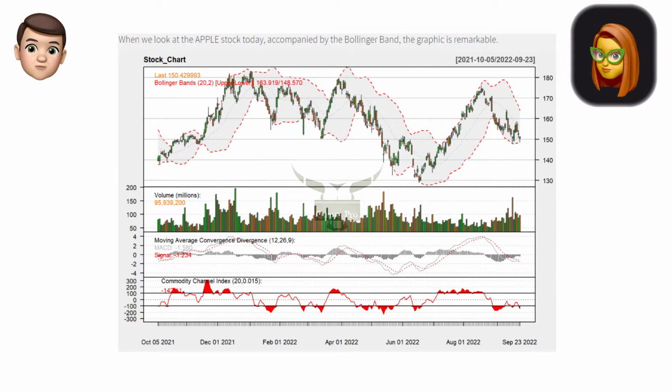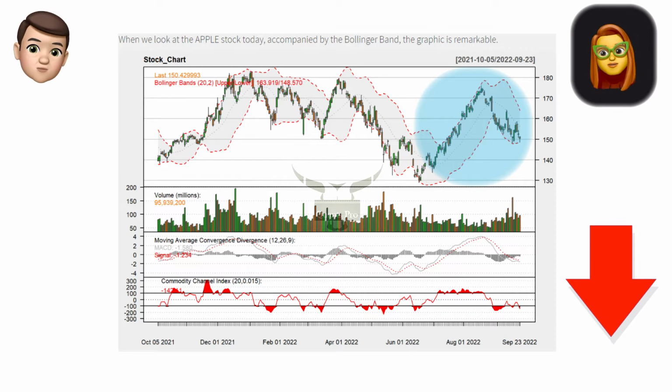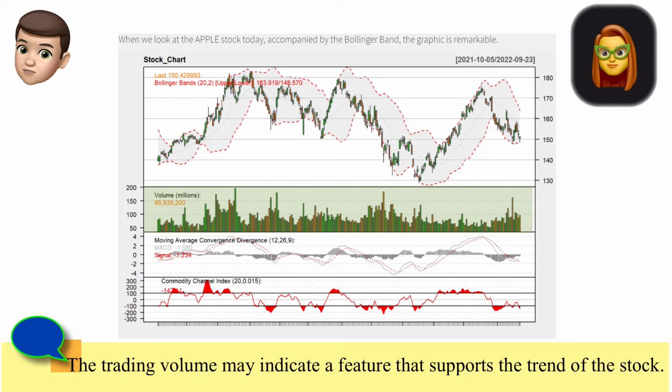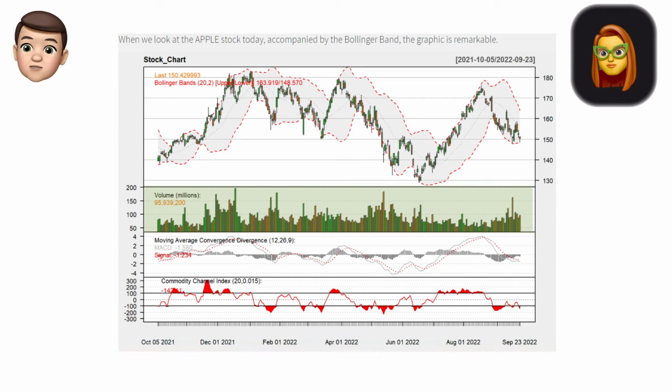When we examine the chart of the stock carefully, we can see that there has been a downward trend in the last weeks. Increases in trading volume accompany this trend. It is worth emphasizing this point. Sometimes, serious upward or downward movements in the trading volume may indicate a feature that supports the trend of the stock. In addition, the investor should benefit from other technical analysis findings while taking a position.